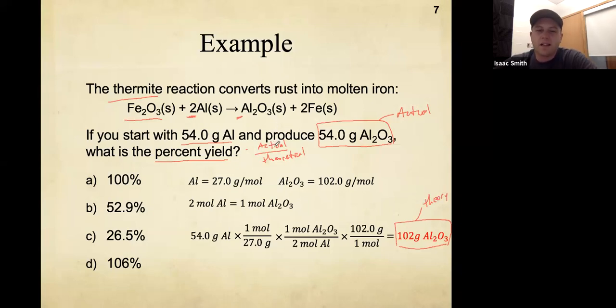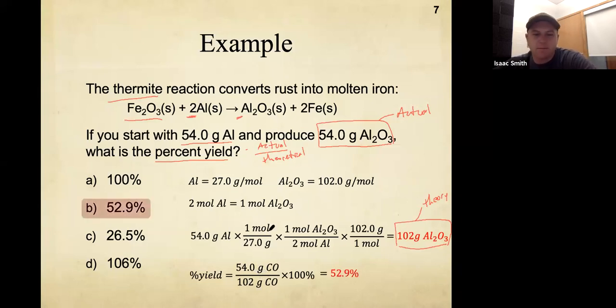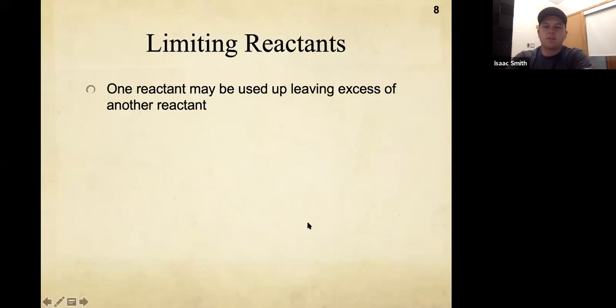Now we have the actual and we have the theoretical, so we could divide the two and get the percent yield, which is what you see here. Okay, 52.9%. All right, cool. Okay, so that's percent yield. It's a small building block off of the mass calculations. So now we're going to talk about another small building block off the mass calculations, and that's limiting reactants.